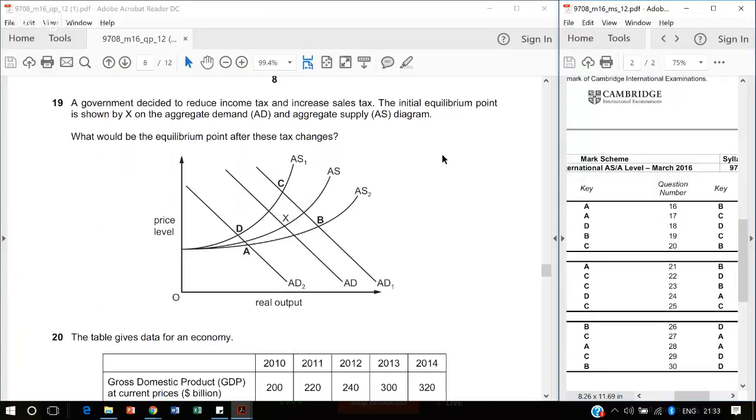And let's have a think. So reducing income tax is obviously going to boost disposable income, make people wealthier, which could increase spending. So we're going to see AD shifting to AD1, AD1 intersecting with AS1, leading to point C, 19C.